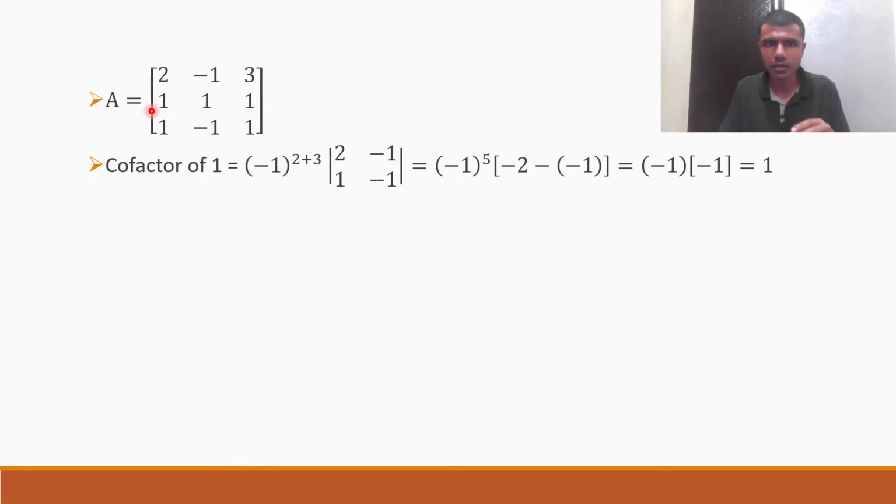Now cofactor of this one is in second row third column, so minus 1 power 2 plus 3. Strike off the row and column in which this one is there. What I am getting? det of 2 minus 1 1 minus 1. So minus 1 power 2 plus 3 is minus 1 power 5, minus 2 minus of minus 1, so minus 2 plus 1 is minus 1. Minus 1 power 5 is minus 1, so minus 1 into minus 1 is plus 1.